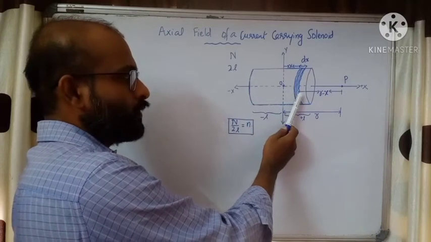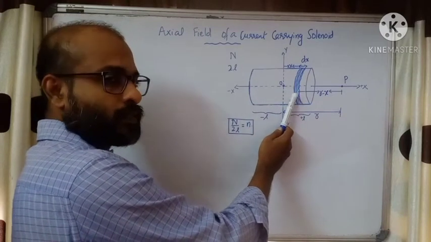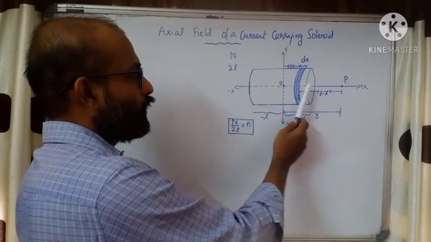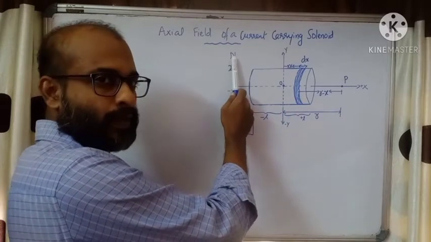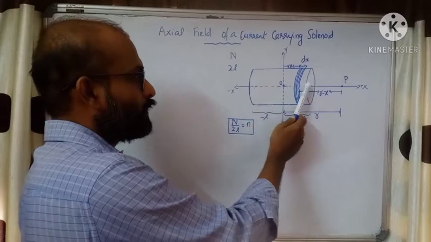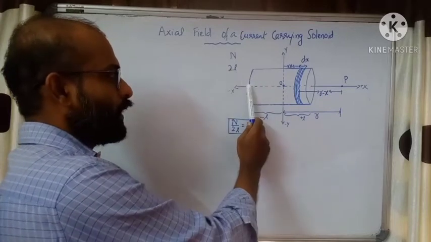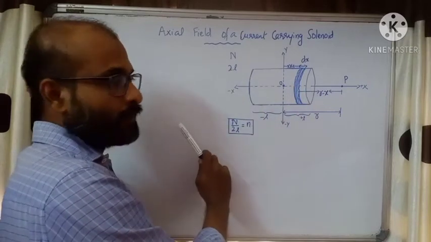Here we can see a few turns. I have just shown a few turns here. And the solenoid has a total number of turns capital N, and the total length is marked as 2L. From here to here, 2L is the length.